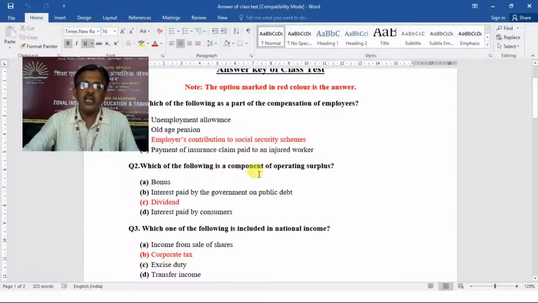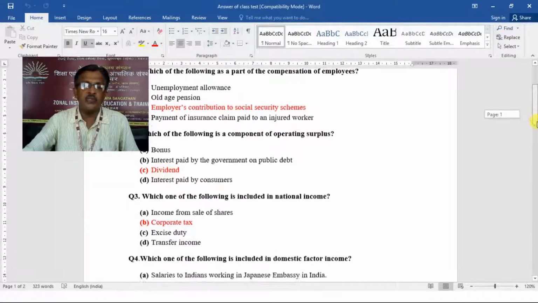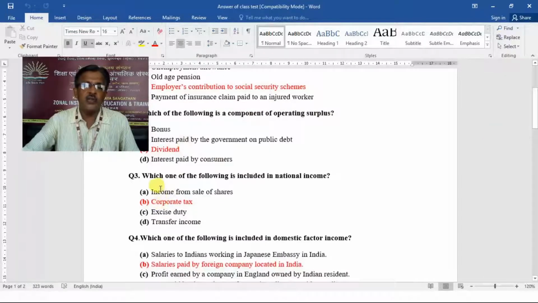Which of the following is a component of operating surplus? So dividend is a component of operating surplus. All others are not. Which one of the following is included in national income? Corporate tax is included in the national income.